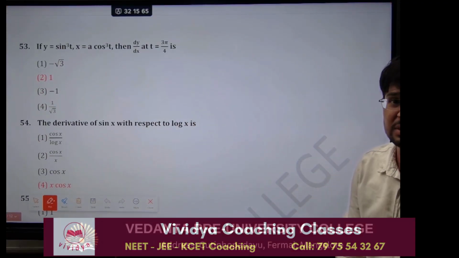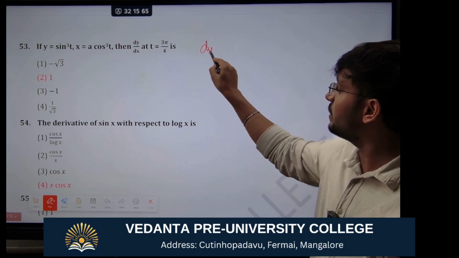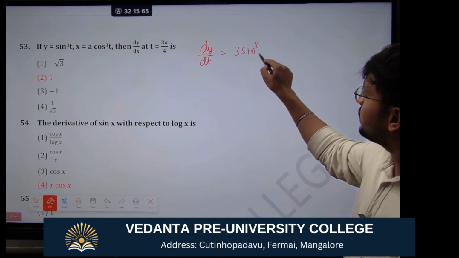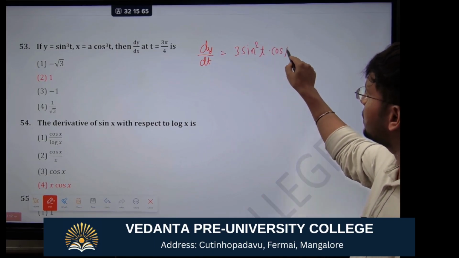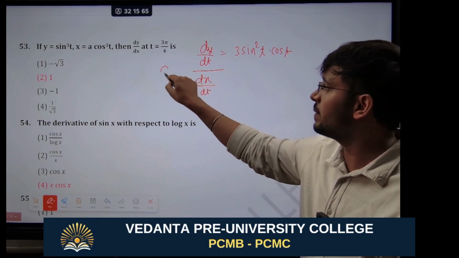Again, this is parametric differentiation. I have to find dy by dx. First you find dy by dt. What is that? 3 sine square t, differentiation of sine t is cos t. Then you find dx by dt, then take the ratio. Dy by dx is this.